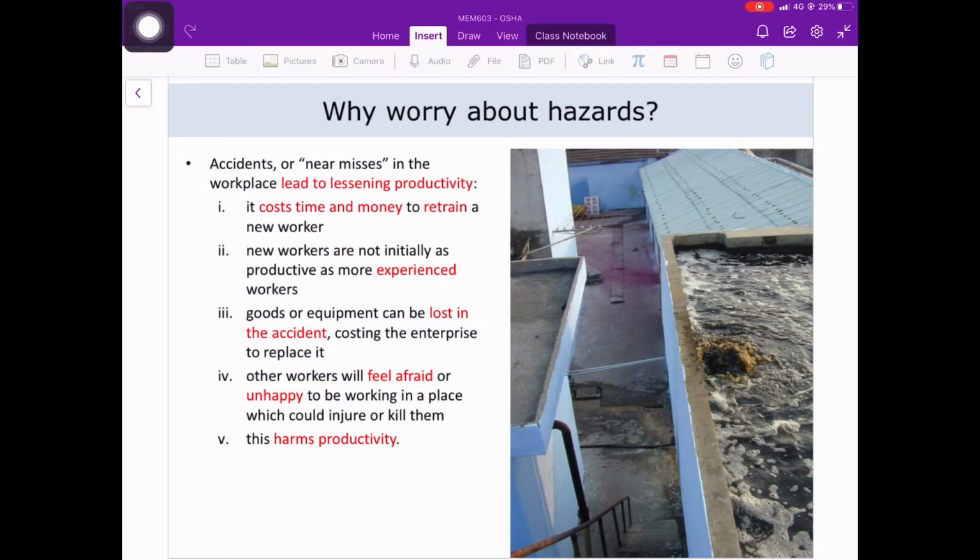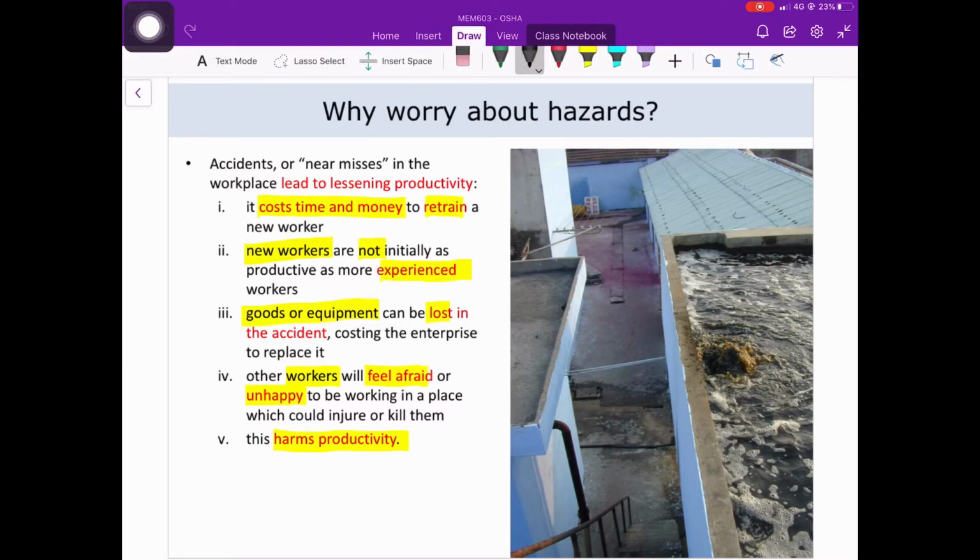Why should we worry about hazards? At this point, we know that hazards can cause accidents or sometimes near-miss accidents. Both accidents and near-miss accidents can affect the productivity of that particular workplace.